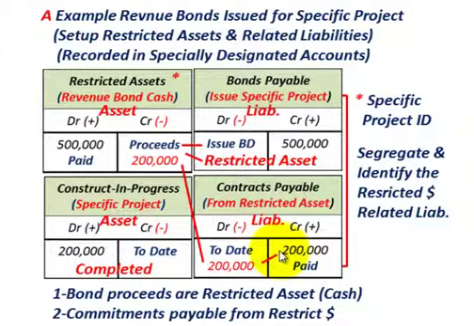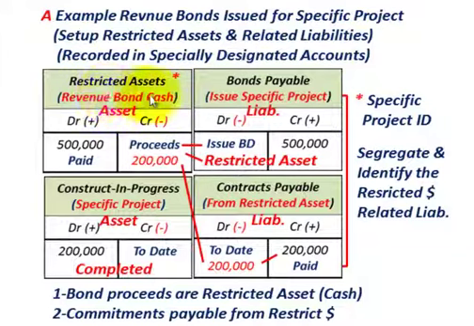Okay, so now we come along here and we're going to have to pay for that payable on that contract. So let's just say we had the credit of $200,000. We pay the total amount here of $200,000. So debit our contracts payable here for $200,000. But it has to be paid out of those restricted assets here, that revenue bond that was issued for putting up that new building here.